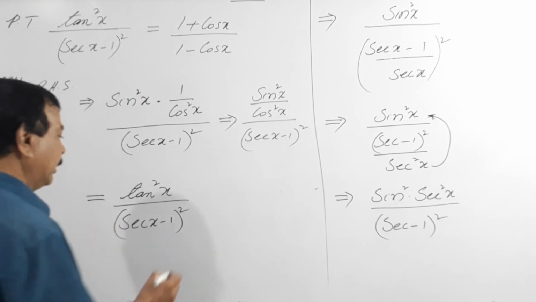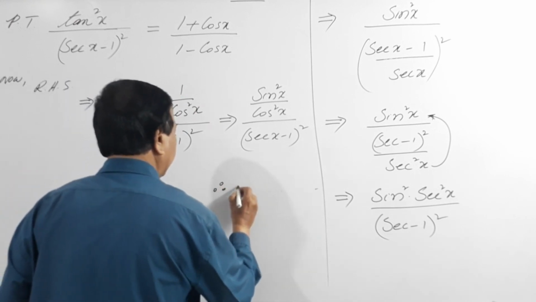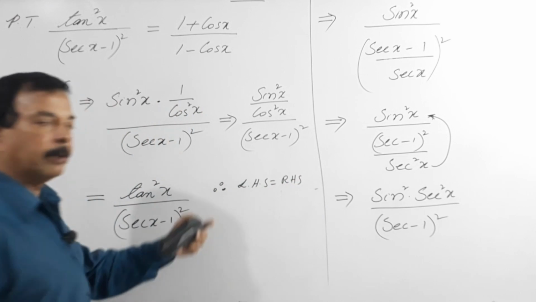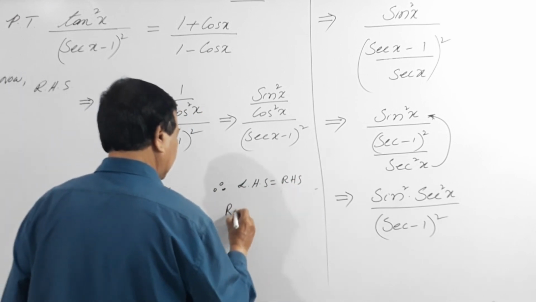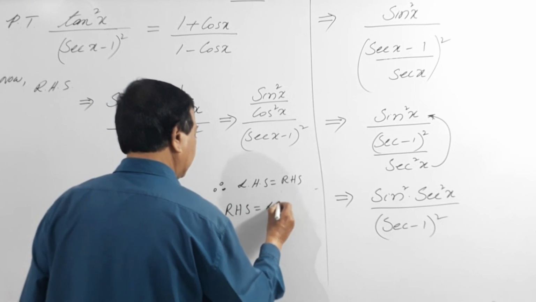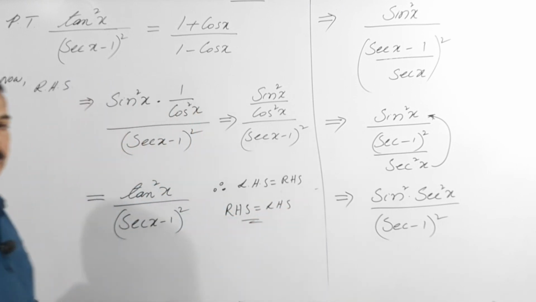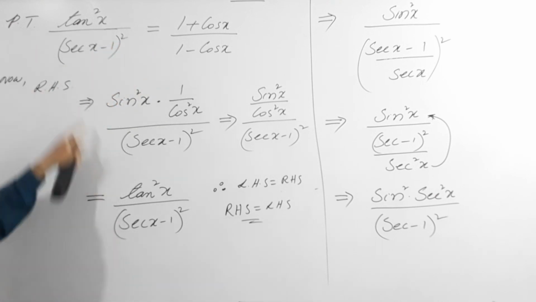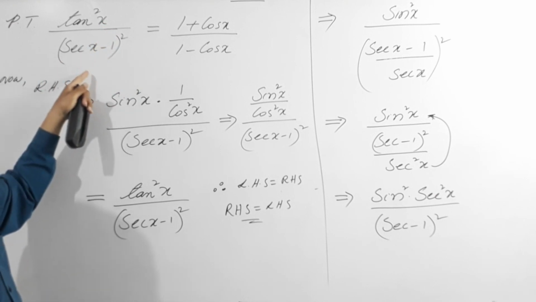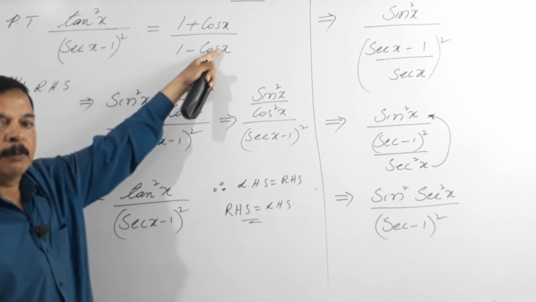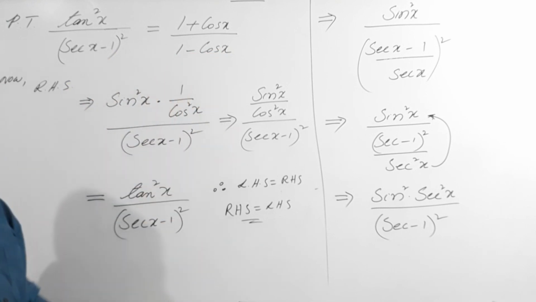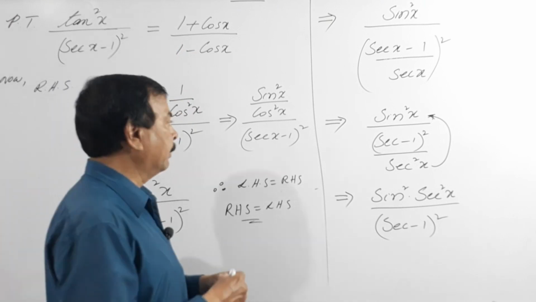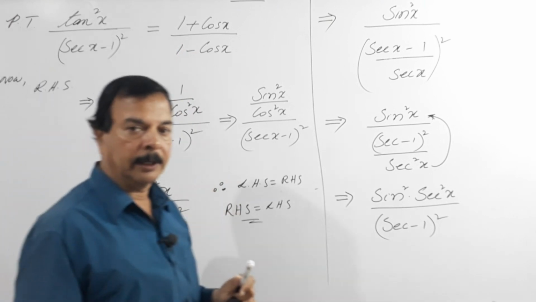So what happened? Therefore LHS equals RHS, but in this case it is RHS equals LHS. So write it again in this form: therefore tan square x divided by secant minus 1 the whole square equals 1 plus cos x by 1 minus cos x. Write this or that, everything will give the same answer, but you have to do this. Done. We will go for the next problem.